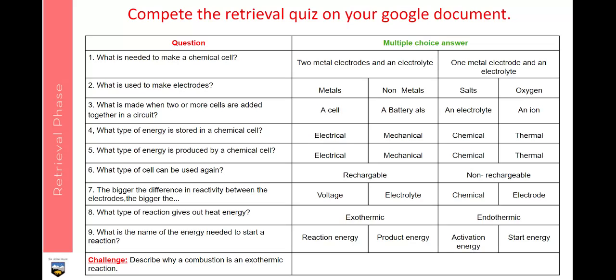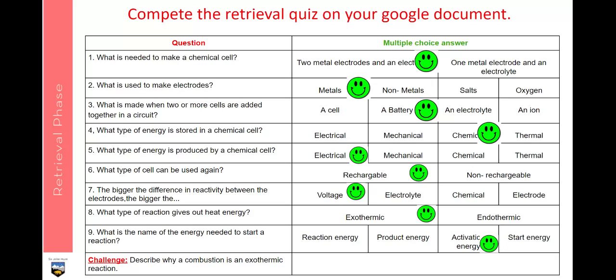Okay, so let's go through the answers for the retrieval quiz. Make sure you're marking your work and correcting it if you need to. So what makes a chemical cell? We need 2 electrodes and an electrolyte. Number 2, we use metals to make electrodes. Number 3, if we have more than 2 cells together, it is called a battery.